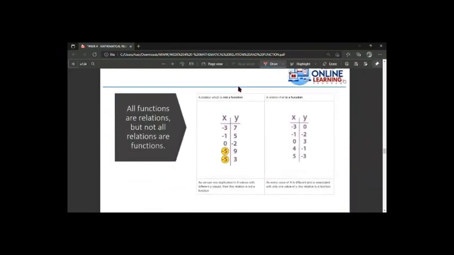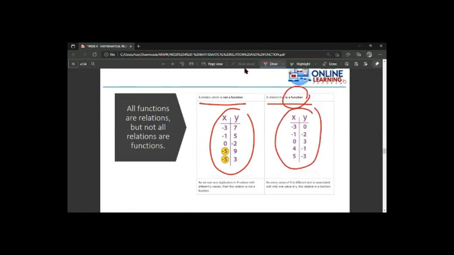Now, we're done with this, right? All functions are relations, but not all relations are functions. As you can see, this is a relation, but not a function. And this one, this is a function and a relation at the same time. Kasi yung x niya, hindi nag-repeat. Then, yung mga ordered pairs is nandito.